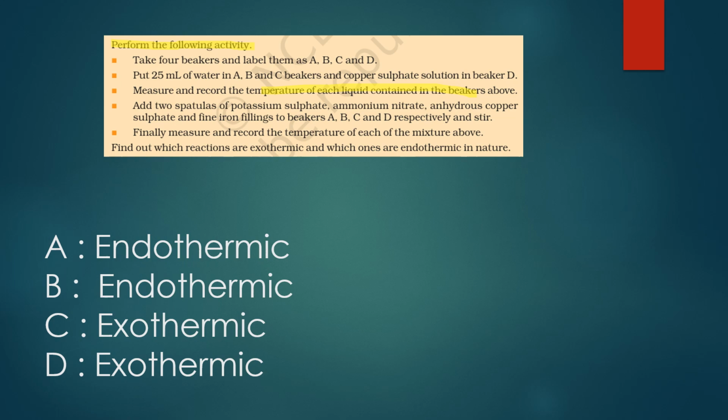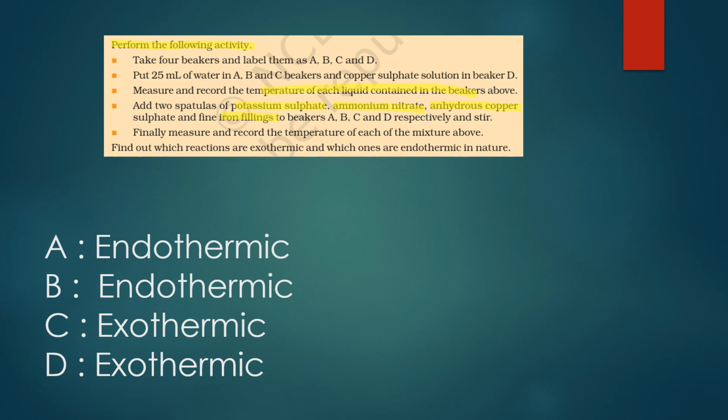तो बेसिकली बीकर A में क्या हुआ? वाटर प्लस पोटेशियम सल्फेट। बीकर B में क्या हुआ? वाटर प्लस अमोनियम नाइट्रेट। बीकर C में एनहाइड्रस कॉपर सल्फेट प्लस वाटर इज देयर, और बीकर D में हुआ कॉपर सल्फेट विद आयरन फाइलिंग्स। Now finally, after stirring, you have to measure the temperature of each of the mixtures.